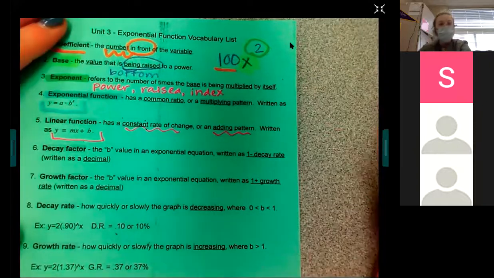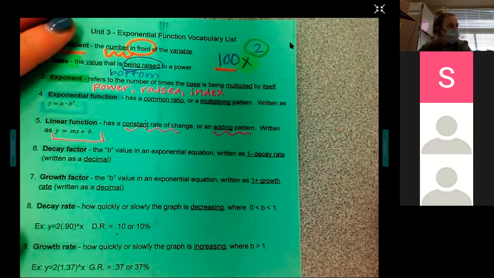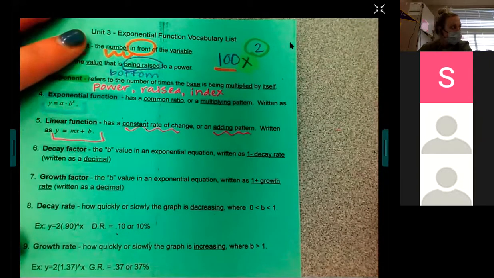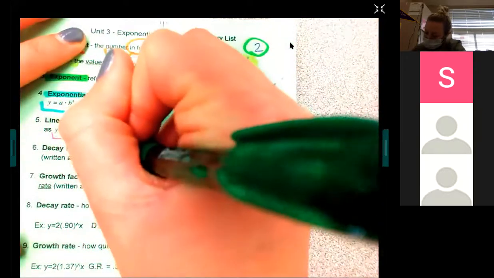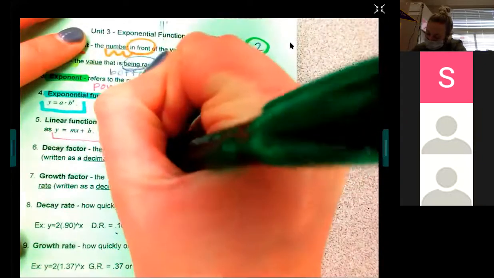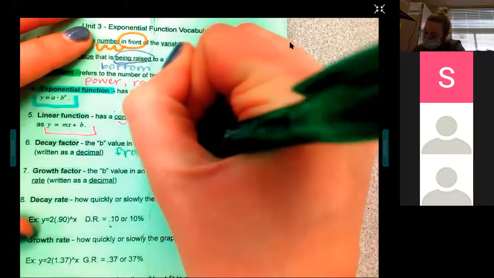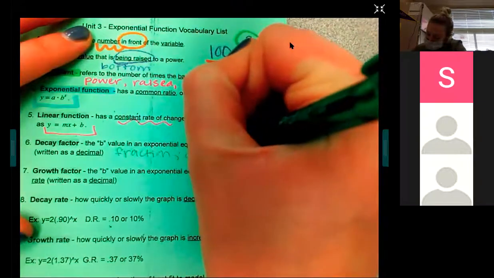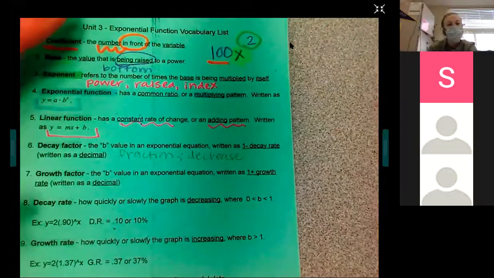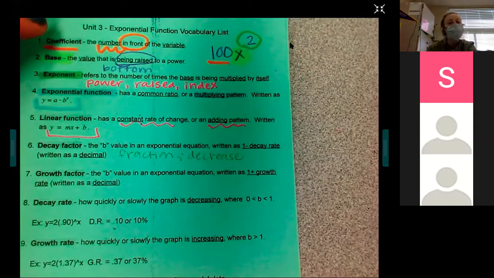Decay factors are always what? Decreasing, which means they're what kind of number? Fraction, good Chandler, a fraction. My light bulb word for decay factor is always fraction. You could also make it decrease. That's fine with me too. But what I need y'all to remember is that your decay factor should always be a fraction.